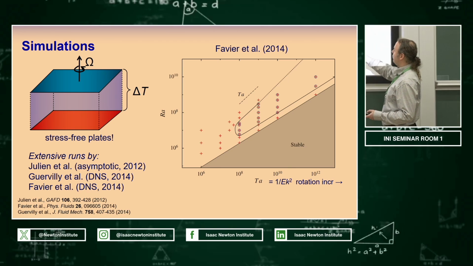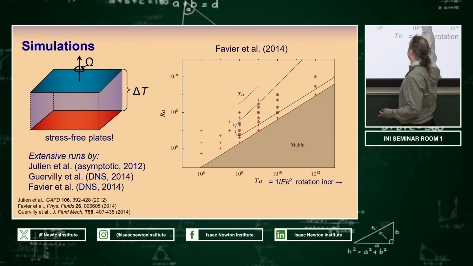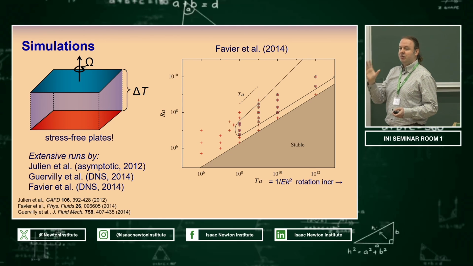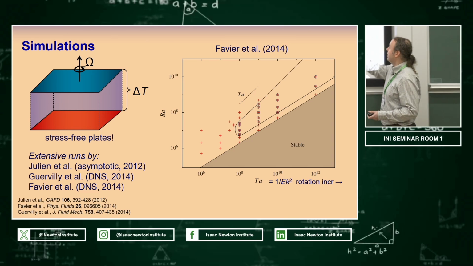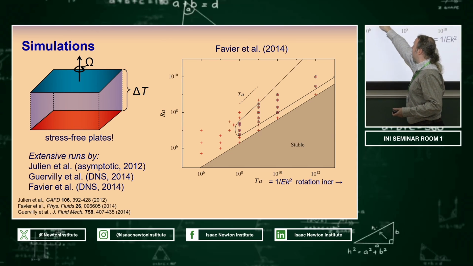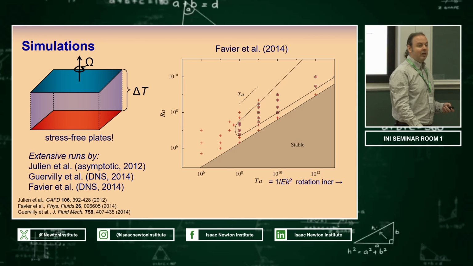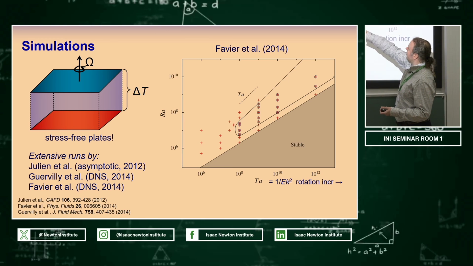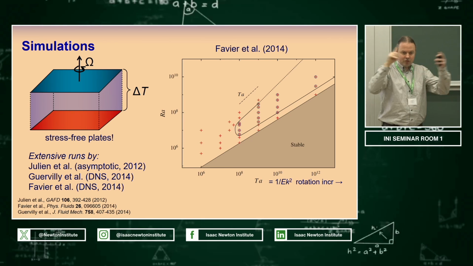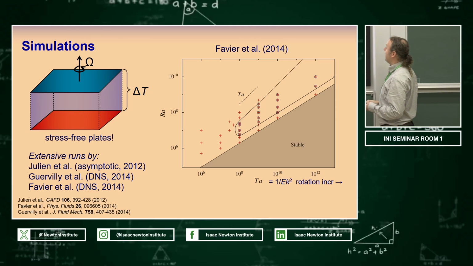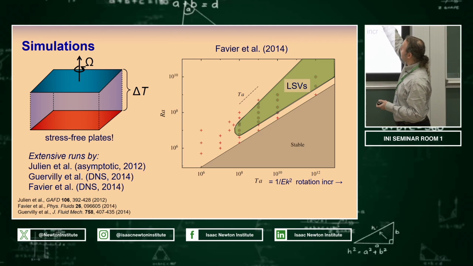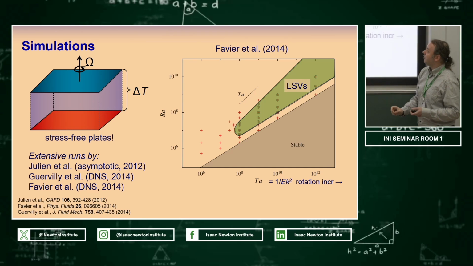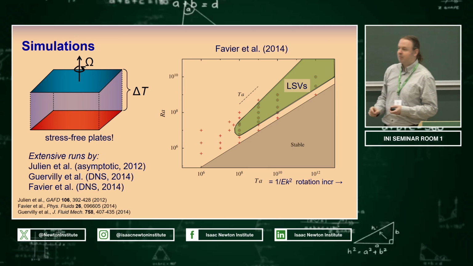One thing to first mention is this gray triangle on the bottom. This is the region where the system is linearly stable to convection, so there will not be any convection here. The upper limit, this line, is the result from linear stability analysis done by Chandrasekhar. Only when we cross this line will we see the start of convective flow. Favier et al. have covered this parameter space with some simulation points, and they saw the large-scale vortices appear in this green area.